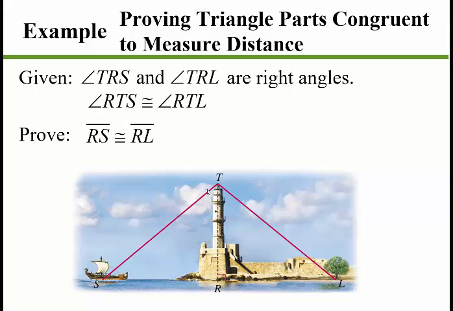You're given that angles TRS and TRL are right angles, and you're also given that angle RTS is congruent to angle RTL. So think about what's going on here. This angle is congruent to this angle. This angle is congruent to this angle. Very similarly, we want to show by extension that these sides of these two triangles, this triangle and this triangle with the common side, are congruent. So then we'll again use the angle side angle. That's where we're going.